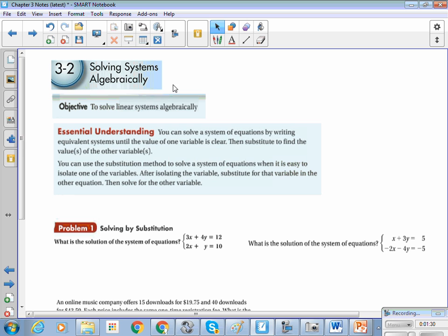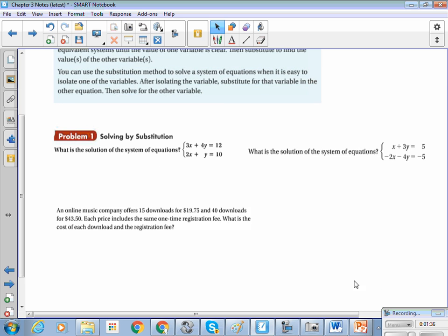Just 3-2, solving systems algebraically, and our objective is to solve linear systems algebraically. Okay, so go ahead and write this first problem down. We're going to solve it by substitution. I know that because the title of this problem is solving by substitution. I promised I wouldn't do anything that's way crazy.